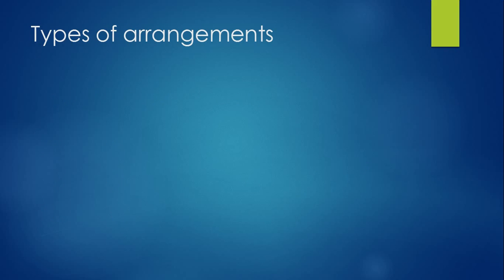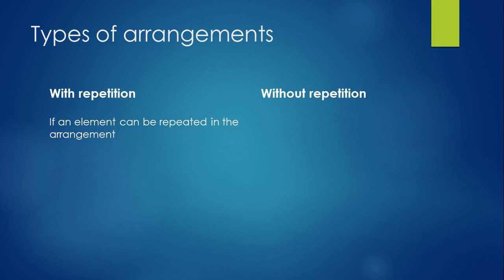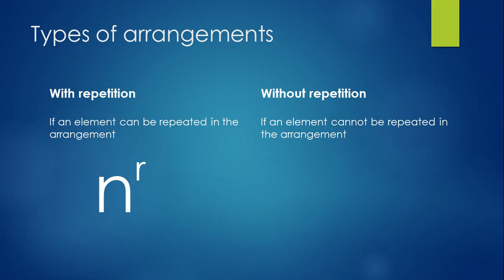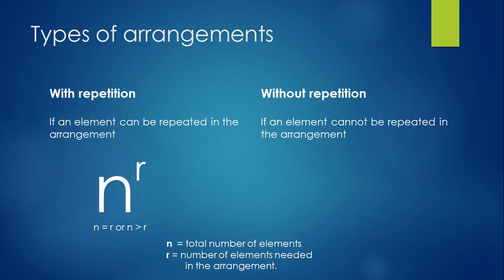There are 2 types of arrangement: with repetition and without repetition. If repetition is allowed, an element can be repeated in the arrangement, while in without repetition, an element cannot be repeated. The formula in solving arrangement where repetition is allowed is n raised to r if n is greater than or equal to r, where n is the total number of elements, r is the number of elements needed in the arrangement. While the formula in solving arrangement where repetition is not allowed is n factorial if n is equal to r, and nPr if n is greater than r.